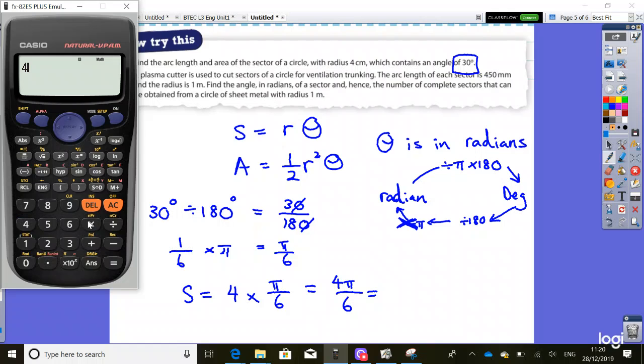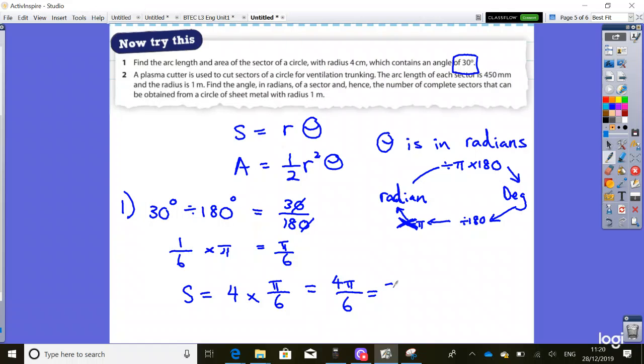So I go 4 times pi over 6, and that will give me 2.09. So the arc length is 2.09 centimetres. Let me quickly check the back of the book. Yes, it is 2.09 centimetres. Indicate to the examiner that you are rounding it to 2 decimal places. Okay, so now on to question 2.